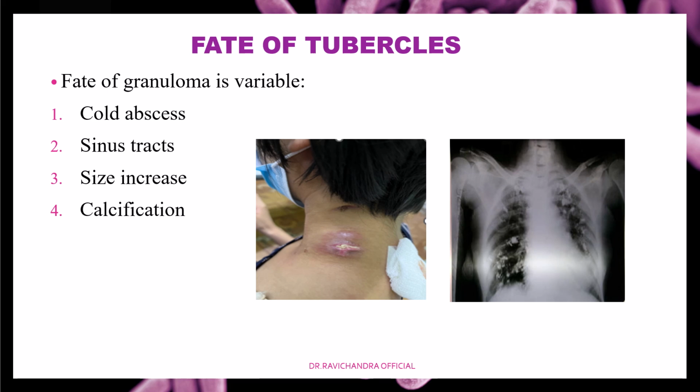Coming to the fate of a tubercle. The fate of a granuloma is variable. It can be converted into a cold abscess, it may convert into a sinus tract, or the size of the granuloma may increase, or it may undergo calcification. This was shown in the picture.